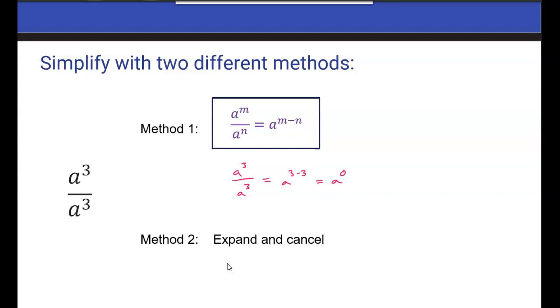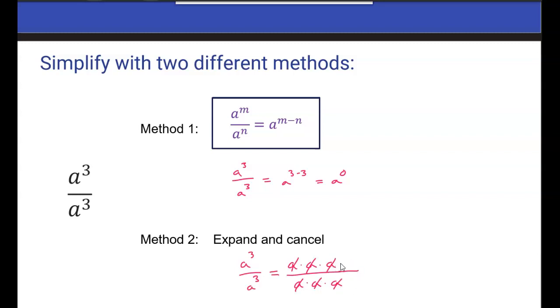Our second method is we will expand them out, so a times a, and then try canceling them and see what we get left over. So we started out with a to the 3rd over a to the 3rd. When we expand these, we get a times a times a over a times a times a. Now we know that we can cancel in fractions when we have the same number multiplied, so those a's will cancel, those a's will cancel, and those a's will cancel. What are we left with?